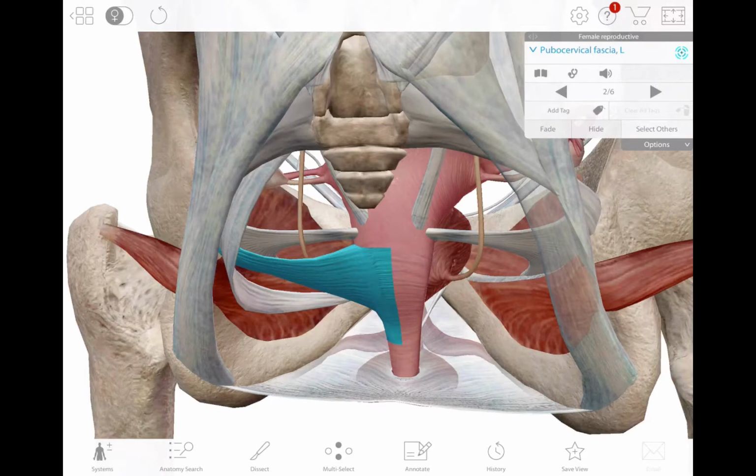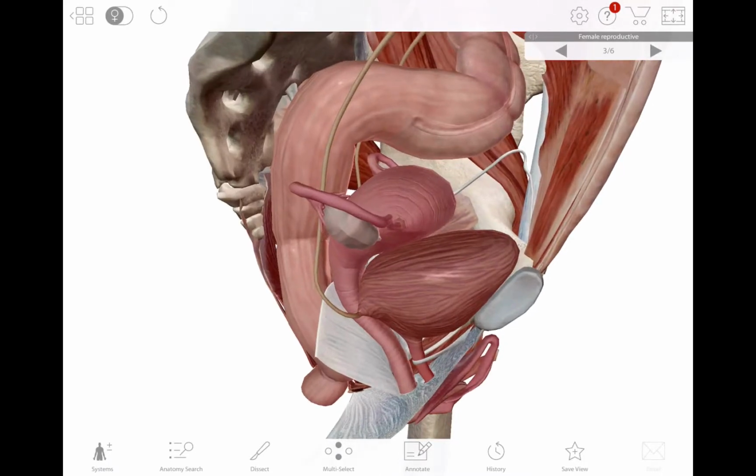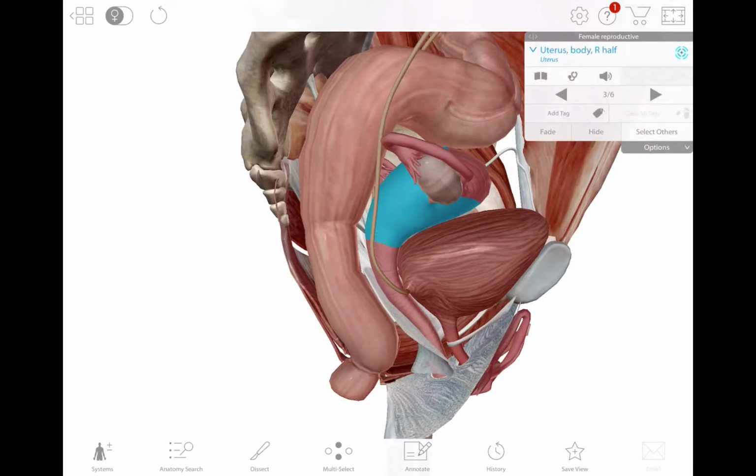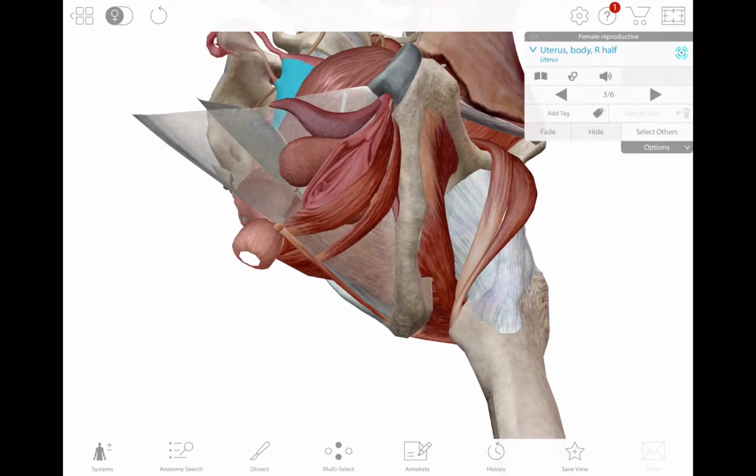So as we look at these structures, I want you to see where they are in space. Note that the uterus, which is right here, is located behind and above the bladder. And this makes sense if we think about where the external openings are, right? The urethral orifice is further anterior, further towards the front, and the vagina is more towards the middle.